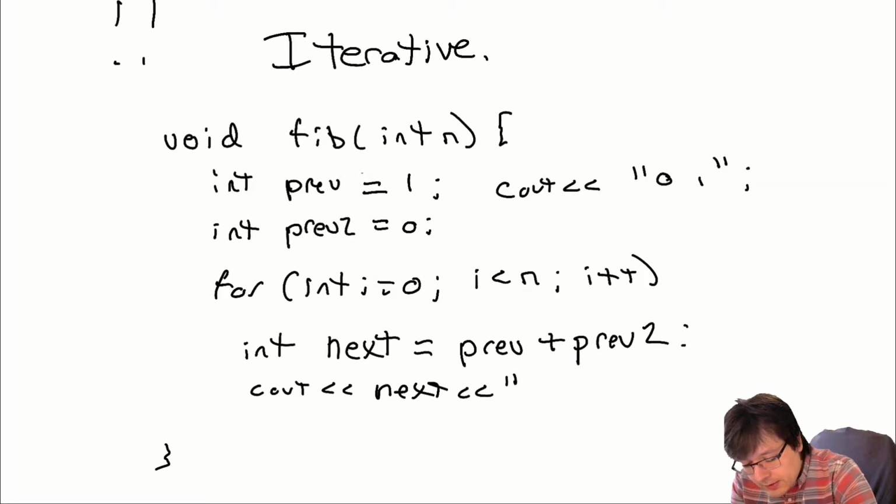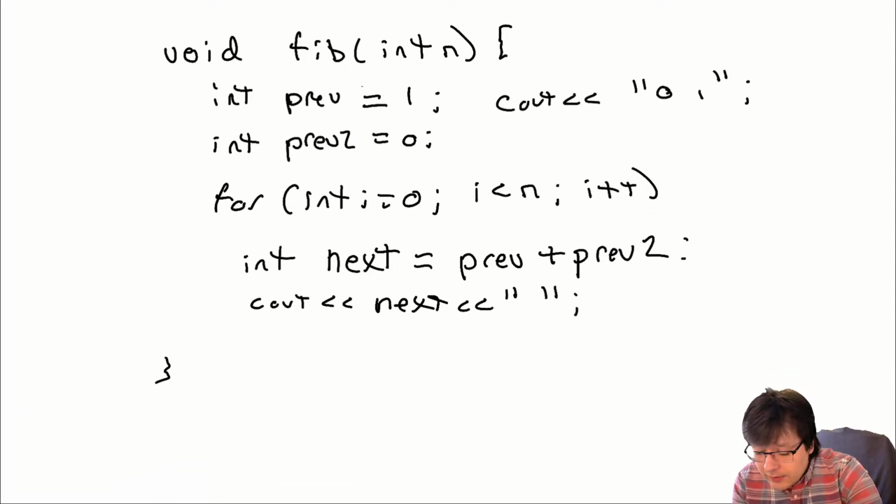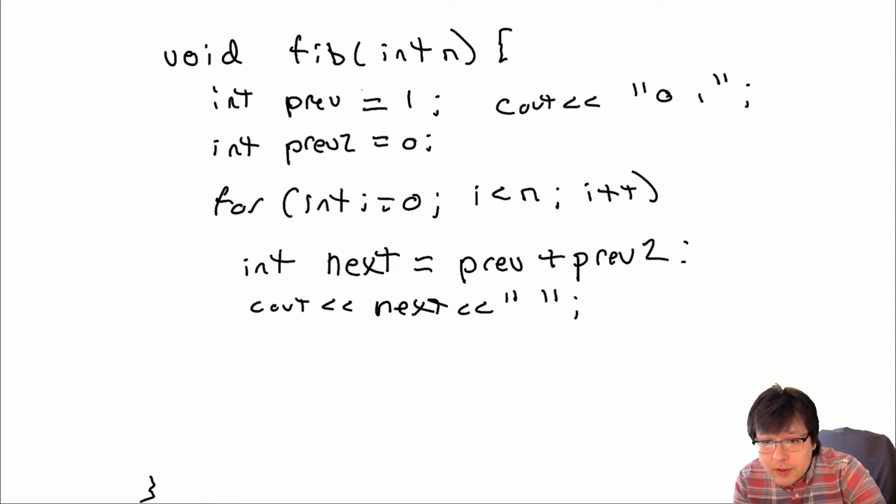And then maybe add a space after that so it matches, nicely spaced out. And then pretty much now all we have left to do is compute the next numbers. But we will do that in the next iteration of the for loop.